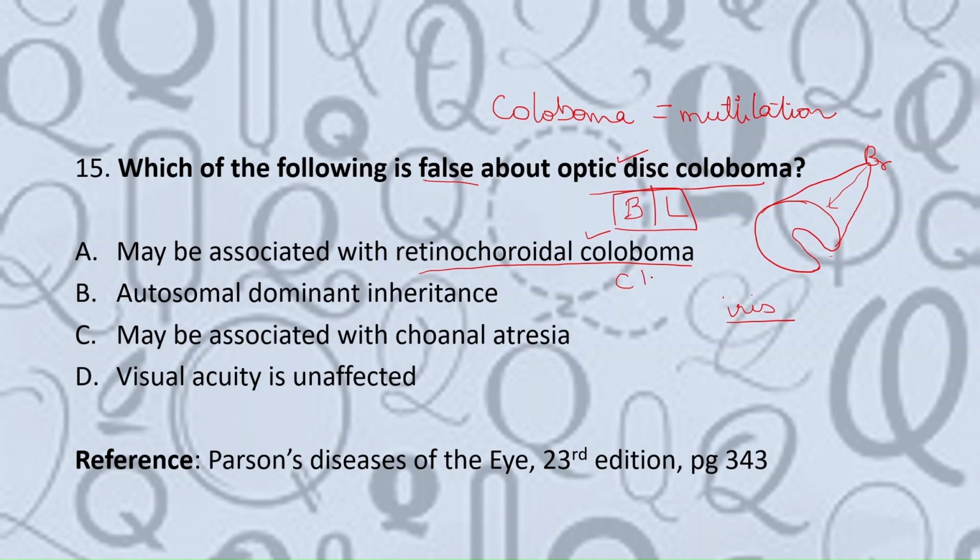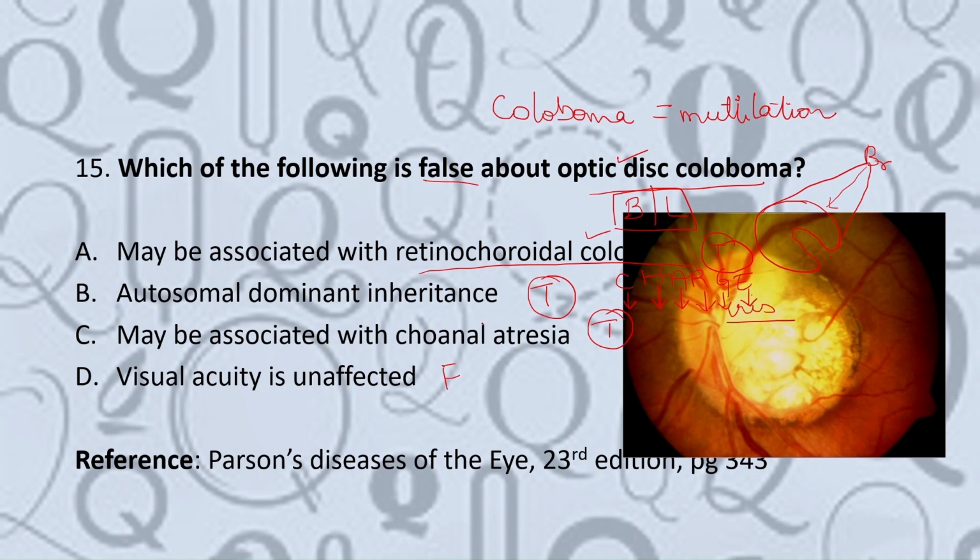So this is CHARGE. CHARGE is a mnemonic for coloboma, heart anomalies, choanal atresia, retardation of growth, genital abnormalities and ear abnormalities. Optic disc coloboma can be associated with disc coloboma, it is true. It can be autosomal inheritance, true. It is associated with choanal atresia, might be true. But visual acuity unaffected, not possible. Visual acuity can be affected when a significant amount of neurons are damaged. So the correct answer here is D.